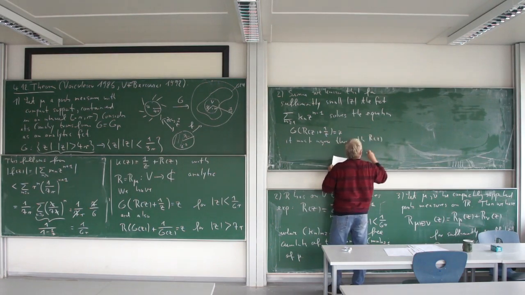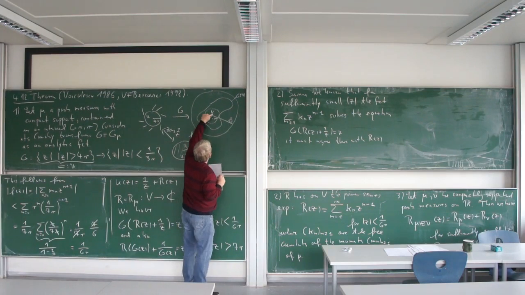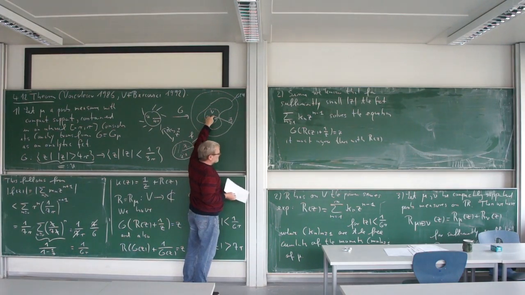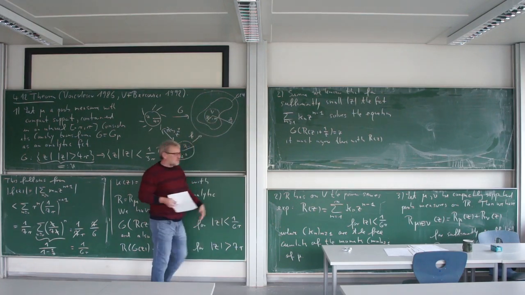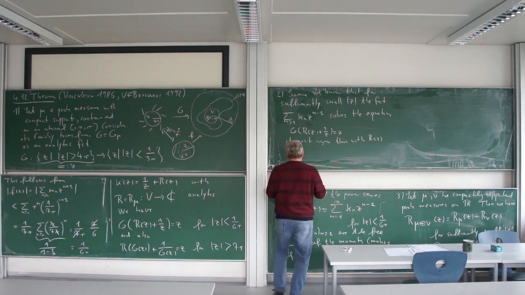With R of z. Okay. So this means in some small ball here, we know that we have this power series expansion for our function R, and by power series, I mean, okay, if this is an analytic function, then it extends to the whole ball. So this means this power series expansion is at least valid in all of the ball.